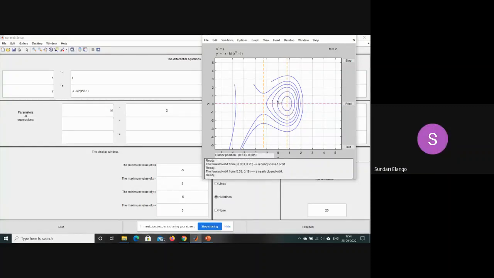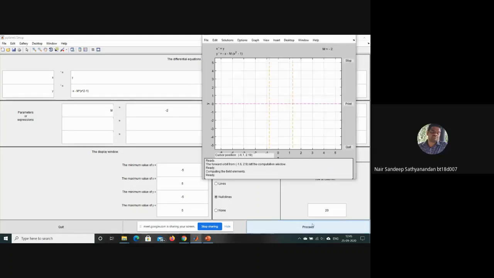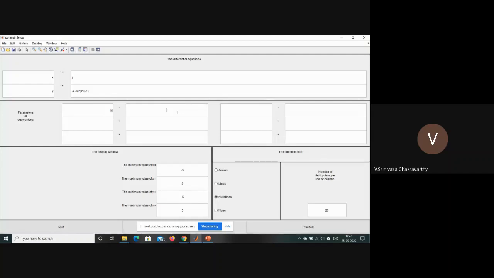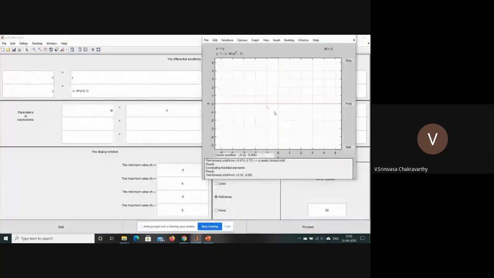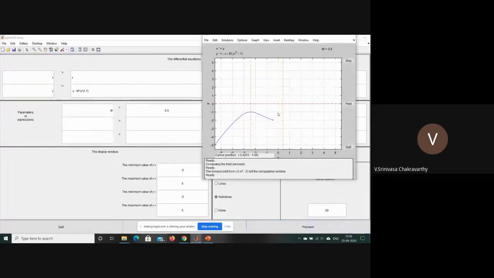No, I think this is a center. Sir, no, that is mu. We can control it with mu, no? Mu should be positive, right? Yeah, positive. You can keep it 2. Yeah, probably two.